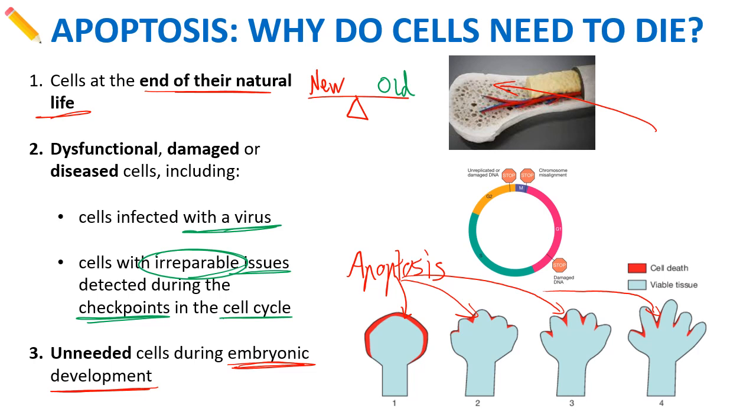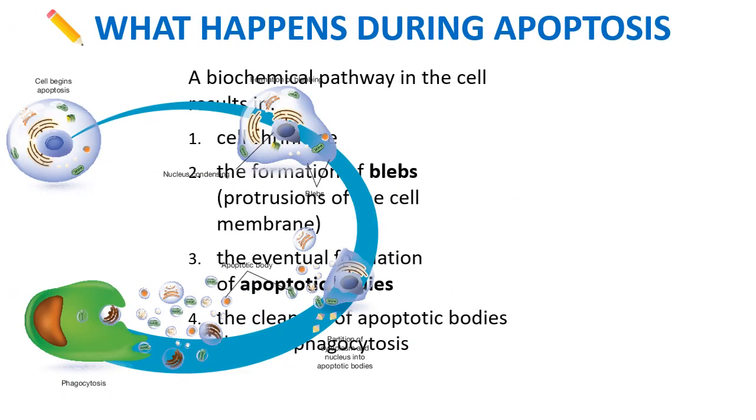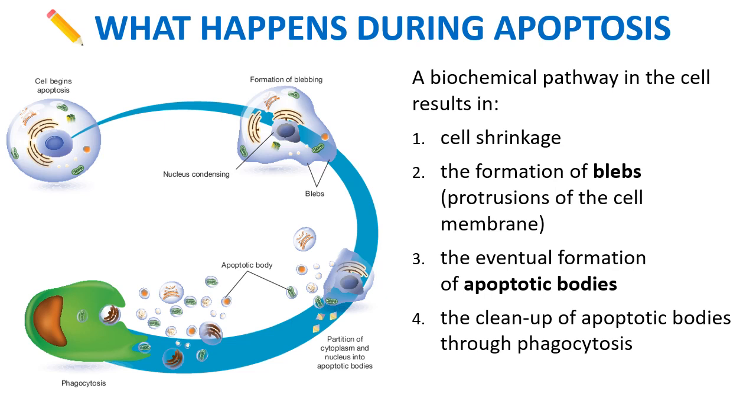So apoptosis is a really useful and important process. There's nothing wrong with cells dying off, and it's usually the best option if a cell's infected or damaged. So what actually happens in the process? It's basically a 4-step process. It's all controlled by proteins, so it's a biochemical pathway.